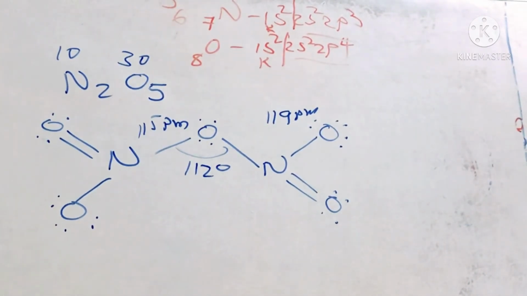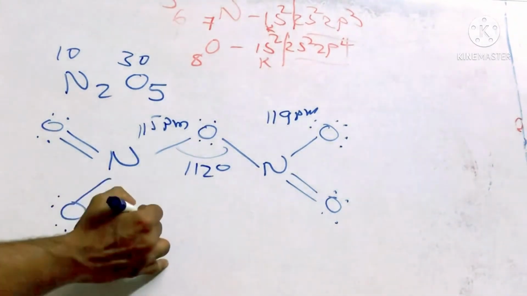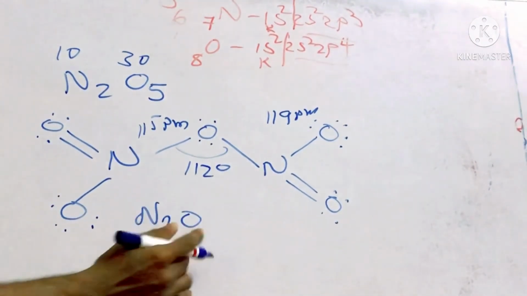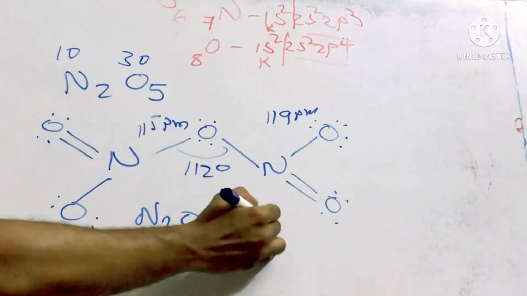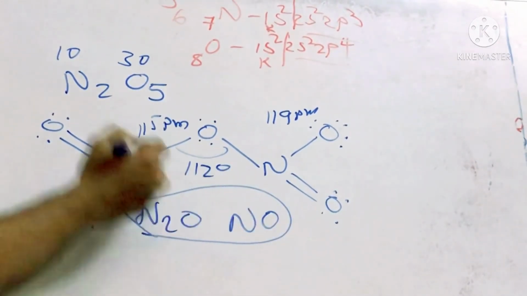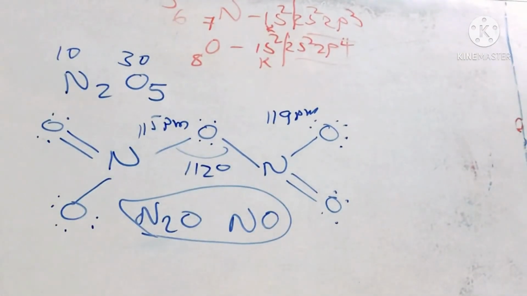N2O and NO are both neutral oxides. So N2O and NO, both are neutral oxides. Remaining all oxides are acidic in nature. Okay, thank you. We will see in the next video some more concepts from this +2 chemistry. Thank you.